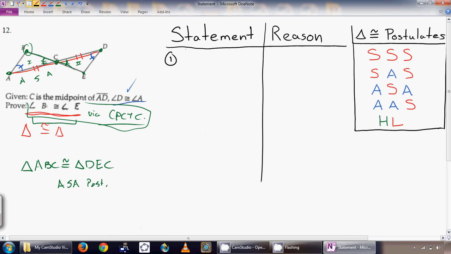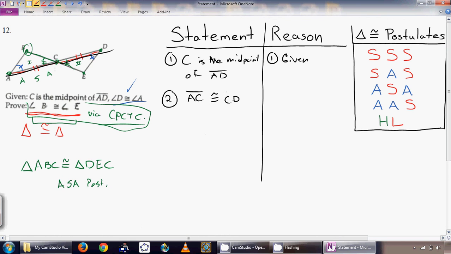Let's write it up. State the givens. 1, C is the midpoint of AD. How did I know that? Oh, that was given. Well, the consequence of that is that AC is congruent to CD. How did I know that? That's the definition of a midpoint. And that is our first fact.